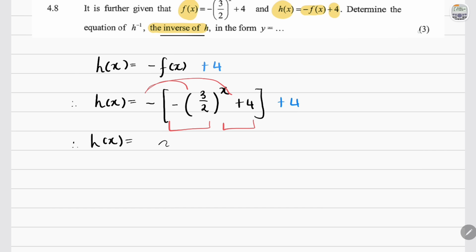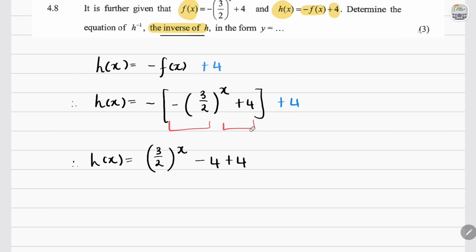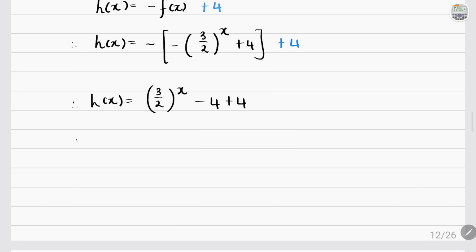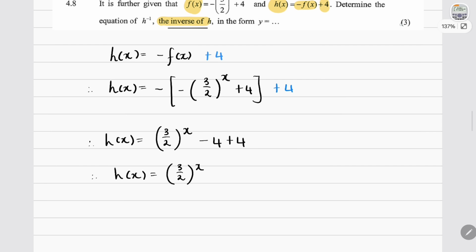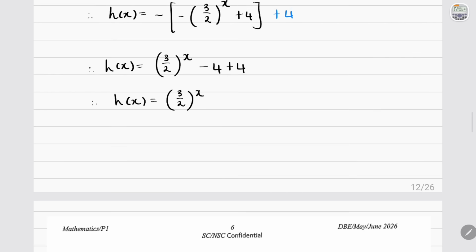So negative times the negative gives you a positive. So now we have positive 3 over 2 raised to the power of x, and then that multiplies to the positive 4 to give you a negative 4. Then outside we have a plus 4. It's like one of those cases where they could have just given us a simple equation, but okay. h of x is equal to 3 over 2 raised to the power of x. Negative 4 plus 4 gives you 0. This is h of x, and we need to find the inverse of this.